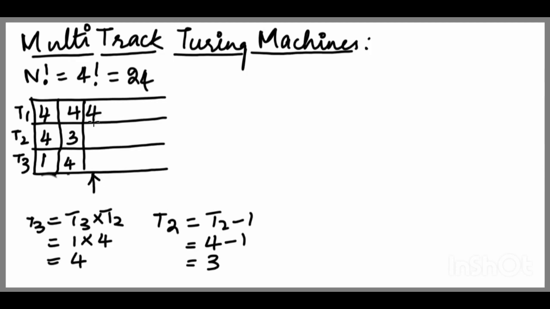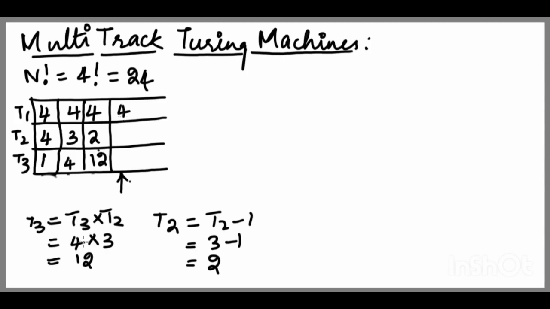Now, we must update the value in track 3, that is by multiplying T3 into T2, that is 4 into 3, that is 12. And next, decrement the value in T2, that is 3 minus 1, which gives us 2. We certainly read these values and move forward in the right direction. We have 4 in T1. In T2, we have 2. In T3, we have 12.